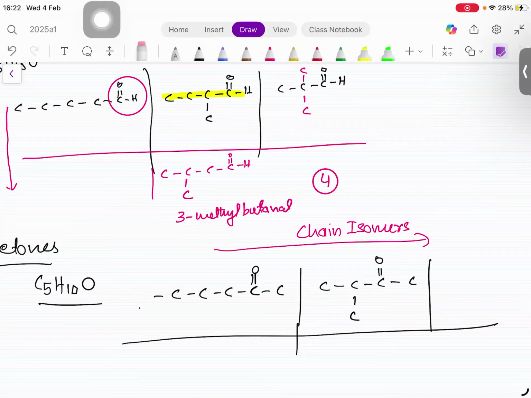Okay, I apologize. Plus 1 for observations. In ketones, we cannot put the carbonyl functional group at the terminal carbon because it will turn the ketone into an aldehyde.